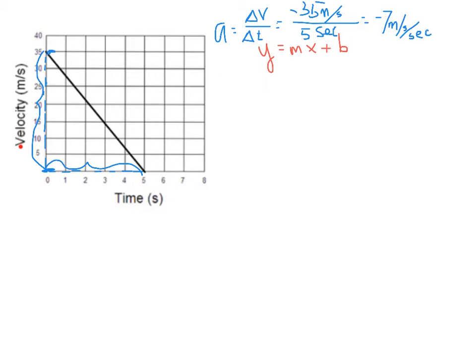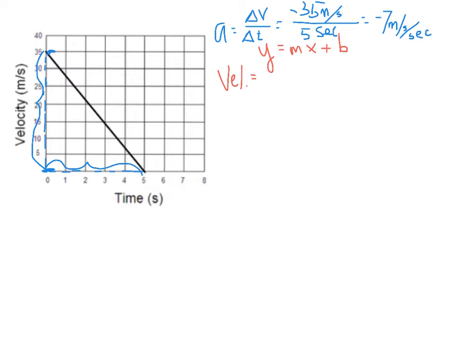I do not see position here. I see velocity here. That is the y variable. It's no longer a position time graph. It is a velocity time graph. Get it right. Okay, so let's go with velocity, and I'm just going to abbreviate because writing with this thing can be a pain.